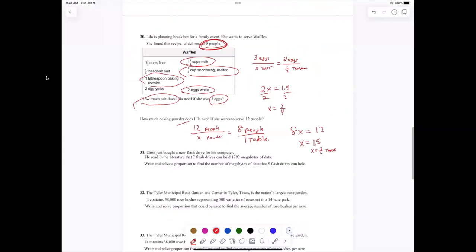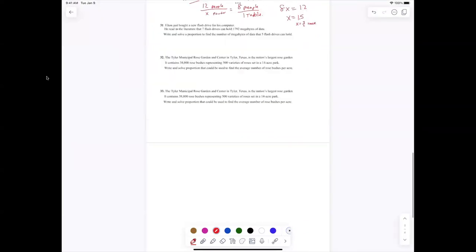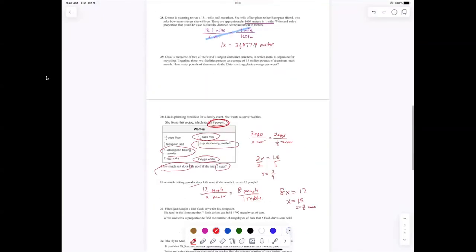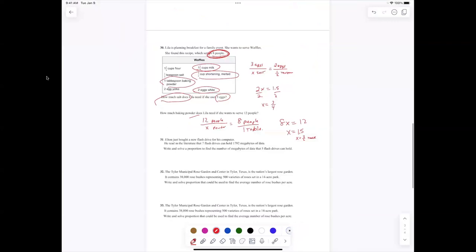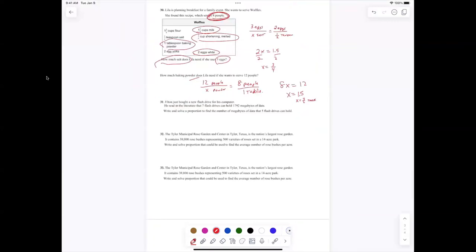All right. So your job now is to finish up. You just have a couple of word problems. I'd like to see if you can set them up on your own: 29, 31, 32, and 33. See if you can set those up on your own. Cross multiply, divide, just like I asked. What about the rest of the ones? Yeah, everything has to be done. All of it.